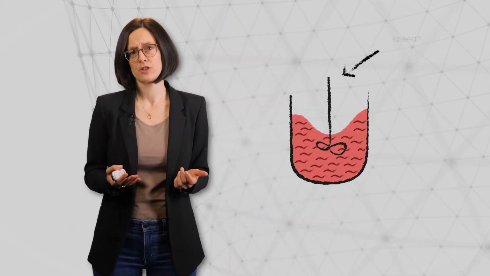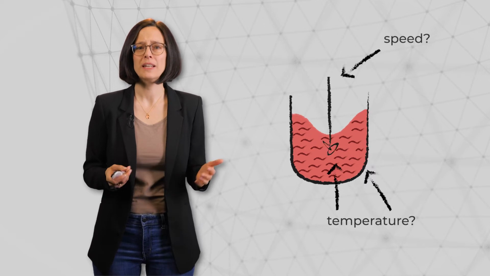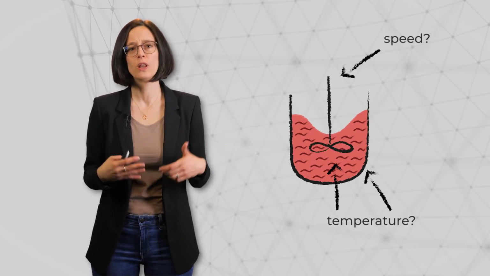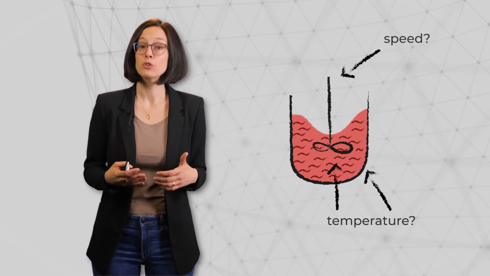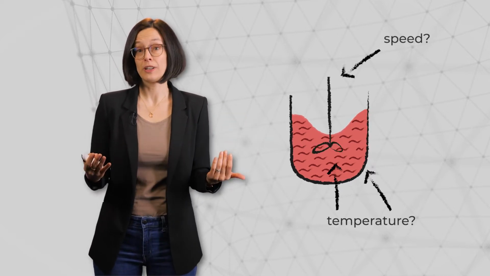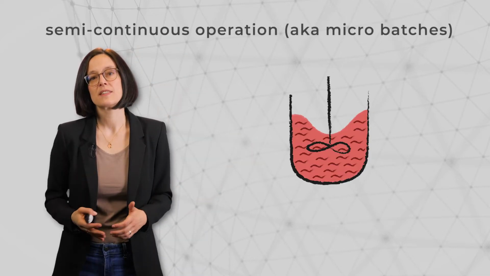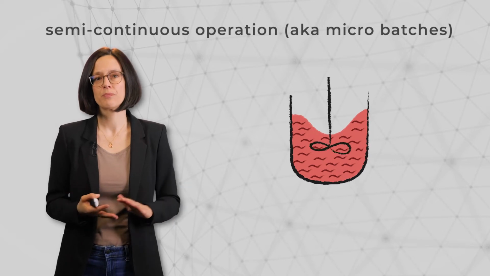Obviously, I over-exaggerate here a little, because there are many process parameters that you control and check during the process. Stirrer speed, the temperature of the wall and the medium, etc. But you usually do that based on a process development on trial and error that you carried out earlier, rather than on process understanding. Our next process is the semi-continuous operation.